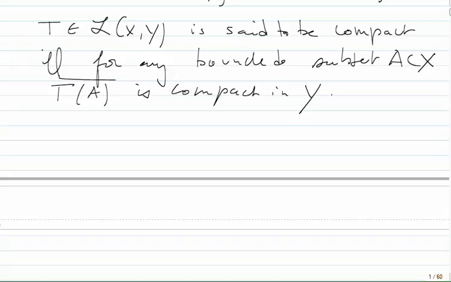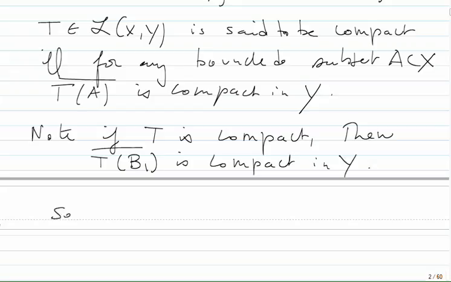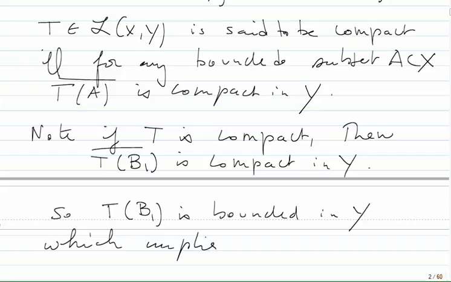Okay, so note, it's very easy to see that if T is compact, then the image of B1, the closed unit ball, its closure is compact in Y. So in particular, it is bounded. So T of B1 is bounded in Y, which implies that T is bounded. In other words, T is continuous. So compact operators are continuous.